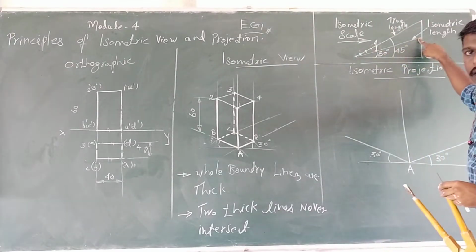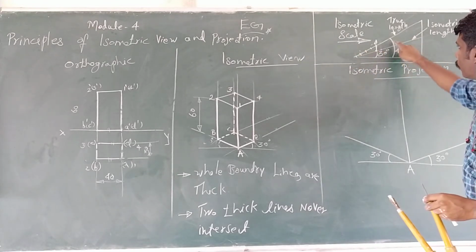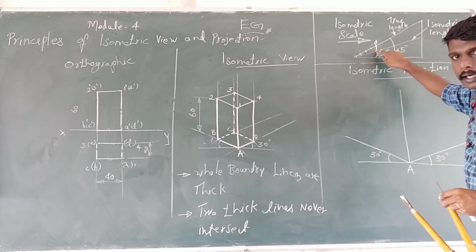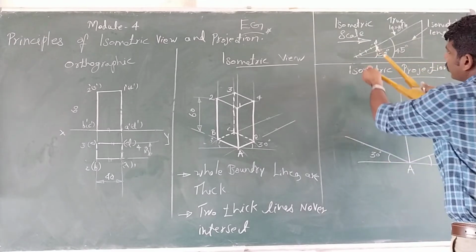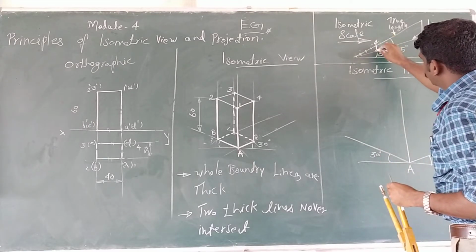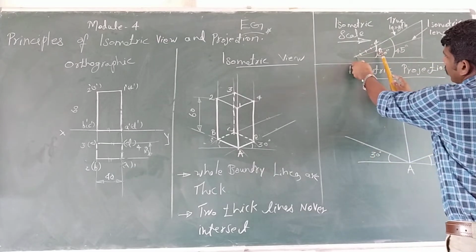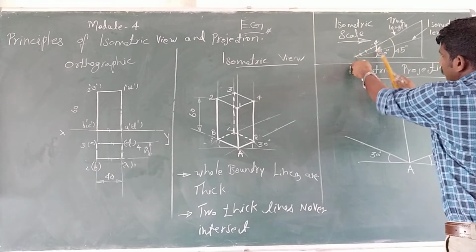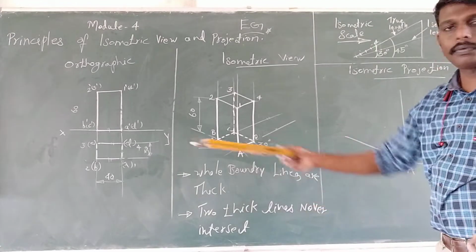How do we project this scale? It is so simple. Draw a horizontal line, draw a 45-degree inclined line, that is the true length line. Draw a 30-degree inclined line, that is the isometric length line. In the true length line, mark the distance 4. Then draw a vertical line to the isometric length line. The length will be reduced to 82% of the true length. Now this is the isometric length of 4.